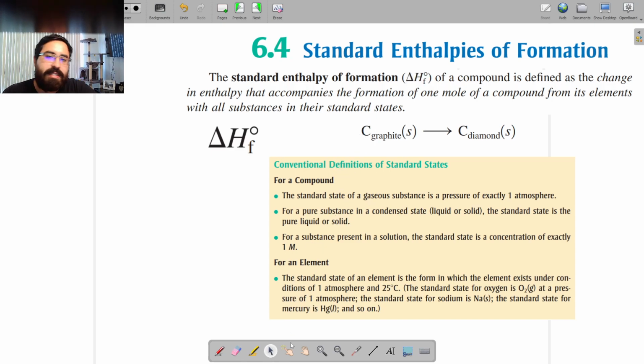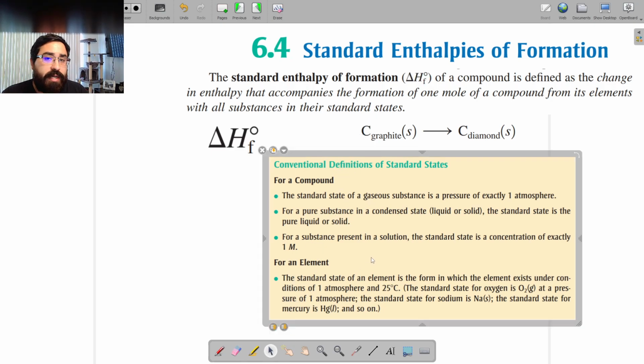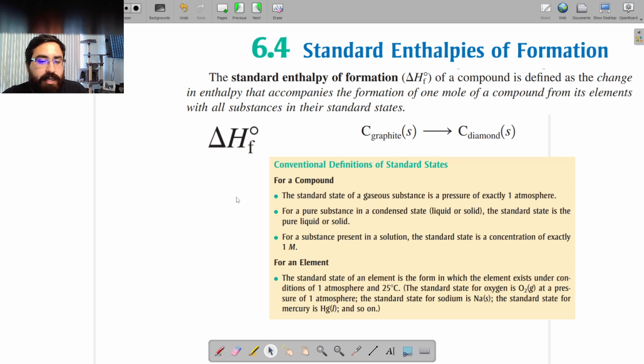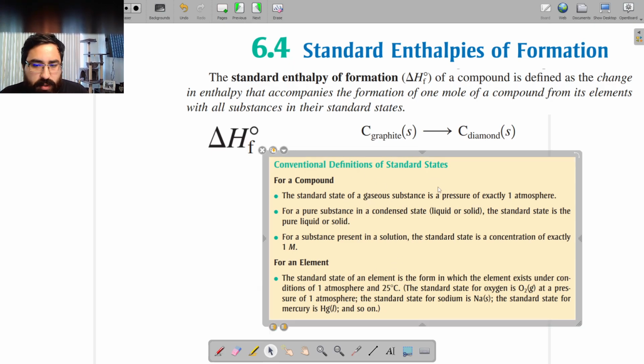So in order to make it easy to share data, everyone agrees upon specific conditions to run the experiment, so that they know, hey, why does this person have a ridiculous value? Well, they did their experiment in a different condition. You don't run into that problem if you all agree to use the standard states. So here they are. But what I really want to focus on is more of the sample problems, okay?